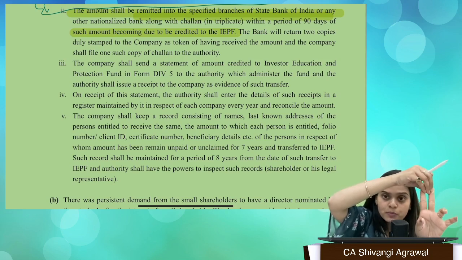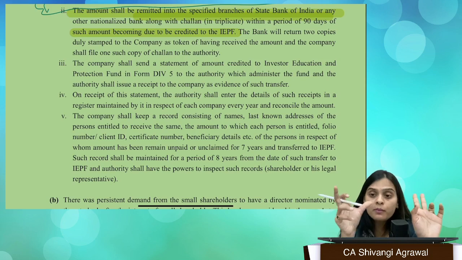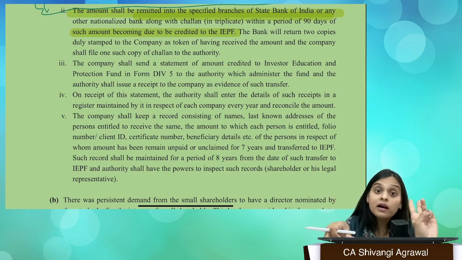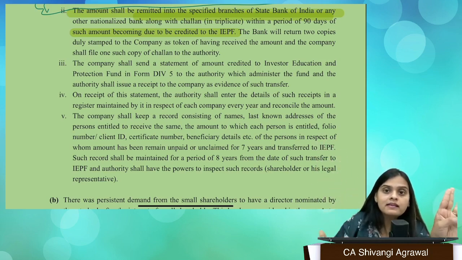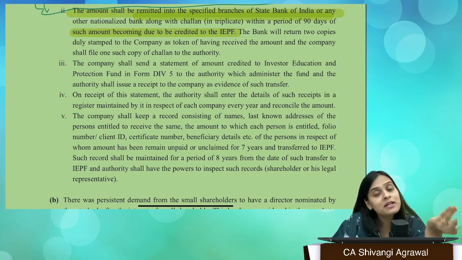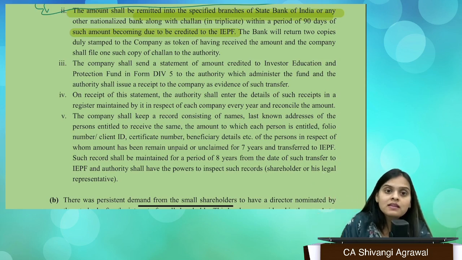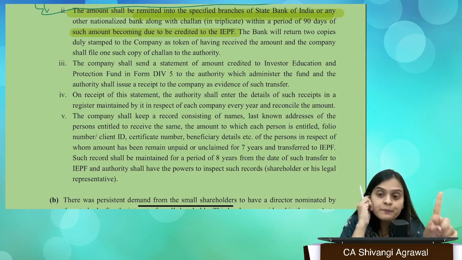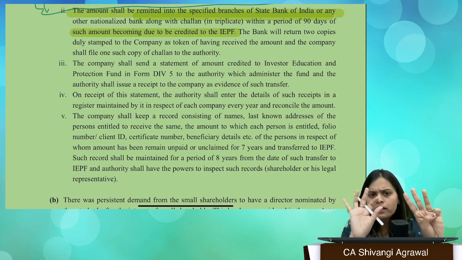And after that we have to prepare a statement. Which statement? DIV 5, where we will give complete details. Now the authority has received those details. The authority maintains a register and will enter all the details in that register, and they'll keep on reconciling the amount: some shareholders have claimed and I have remitted this particular amount, this is still remaining, and all that. Now what is the company's duty after this? The company also has to maintain a record: all the names of shareholders, their last known addresses, their client ID, folio number, certificate number, beneficiary, whatever.